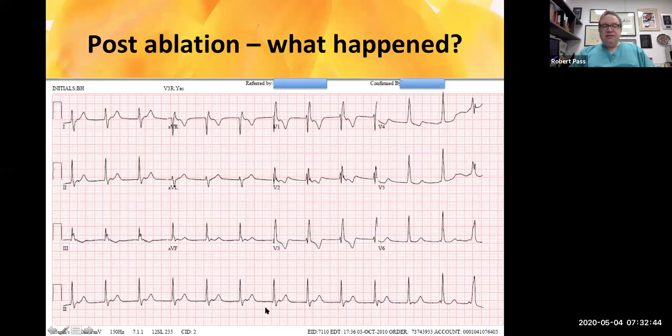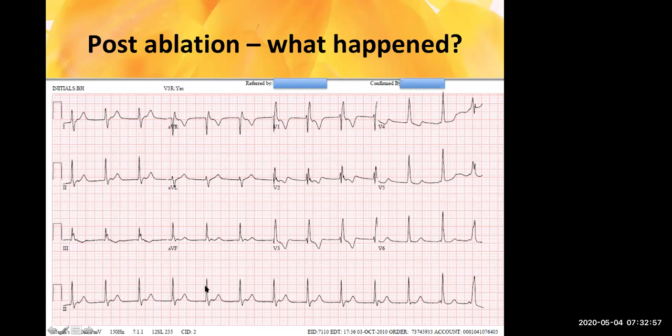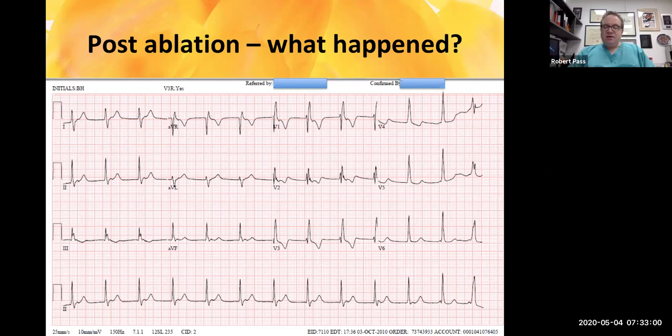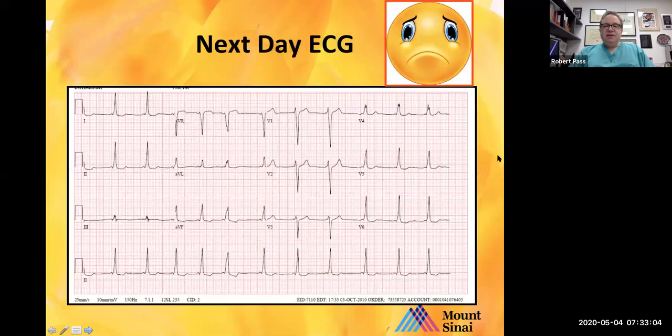Now, you might say, well, if there's one-to-one VA conduction, I guess that means the AV node's okay because it's conducting retrograde. But what we don't know is if the patient is conducting retrograde through the accessory pathway. So we don't know if the node is working or it's the pathway. And in fact, unfortunately, the following day, this was the EKG that Dr. Flanagan sent me. And you can see that the patient was pre-excited again. I should mention, by the way, Dr.